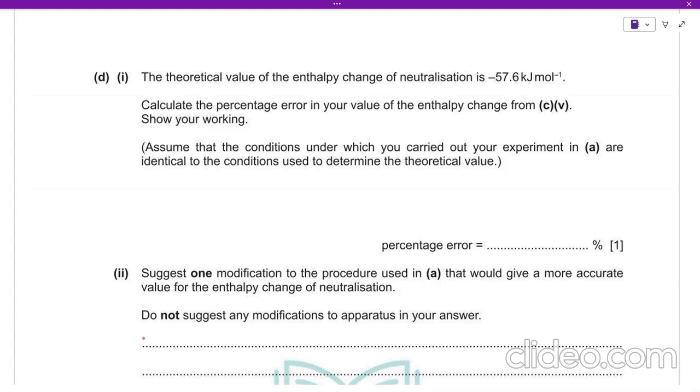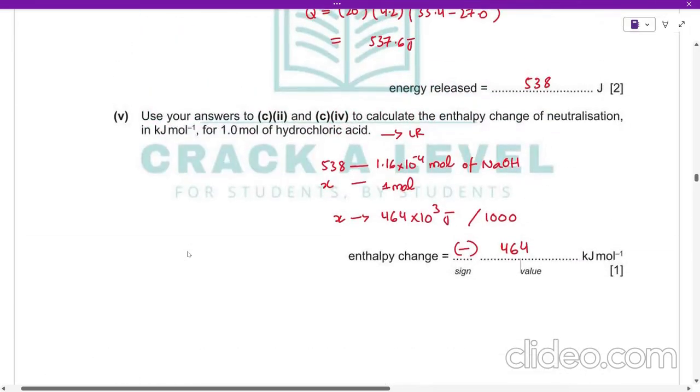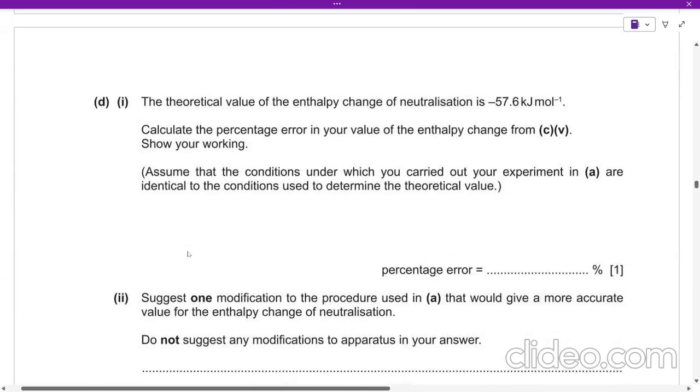So calculate the percentage error in your value of enthalpy change from C part 5. Show your working. So the theoretical value is this, and our value is very large because we are just using the assumption values. But in reality, when you are performing the experiment, your value will be smaller than this. For example, if you are just performing it in the lab, it will come as something about 44.3 kilojoule. Okay, it can never be larger than this theoretical value. Theoretical value is larger than the experimental value.